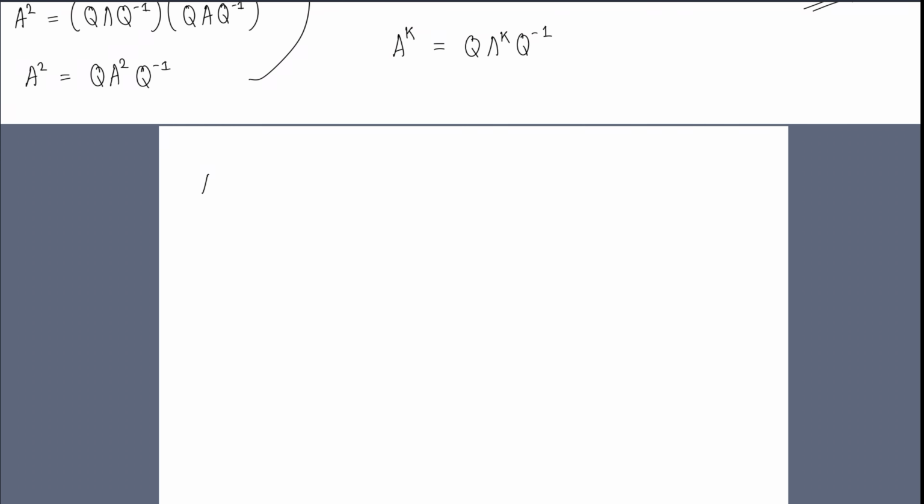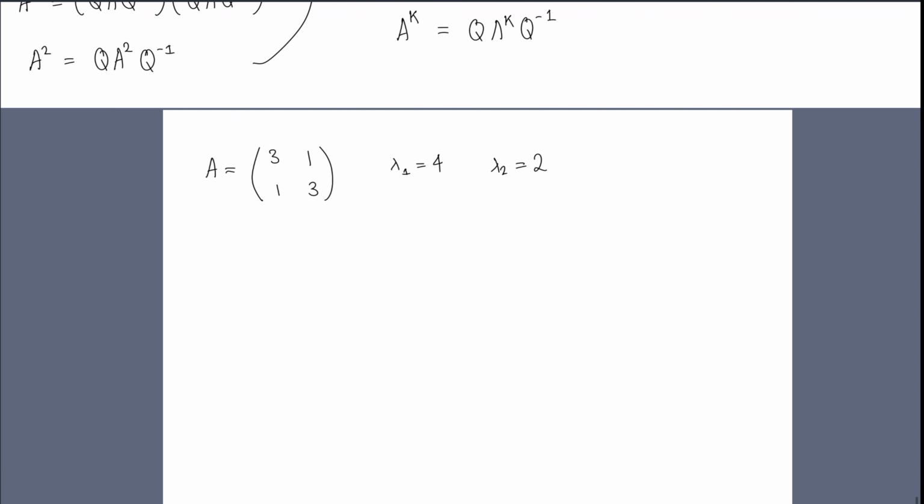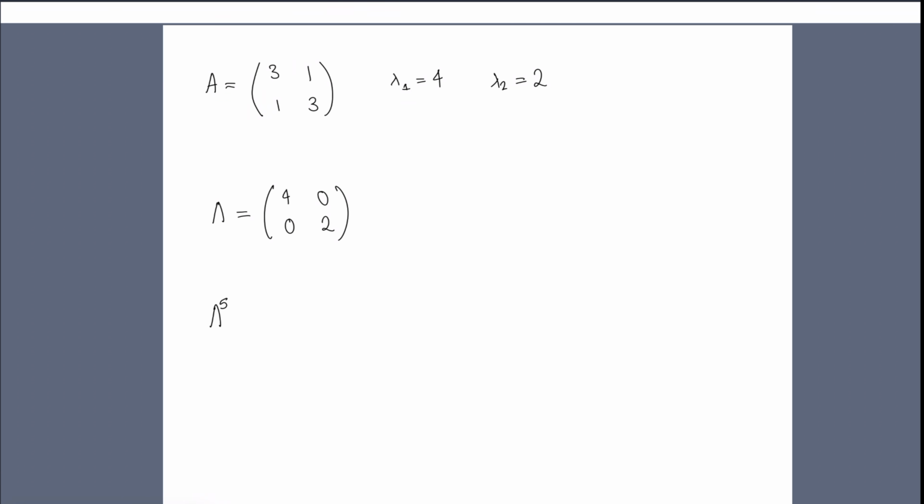So if we go back to our matrix A, which we've been using from before, 3, 1, 1, 3. From before, we know that our eigenvalues are 4 and 2. So that means our diagonal matrix with the eigenvalues is going to be 4, 0, 0, 2. If I'm now trying to work out A to the power 5, then I'm simply going to raise this matrix to the power 5. So we're going to get 4 to the power 5, which is 1024, and then 2 to the power 5, which is 32.